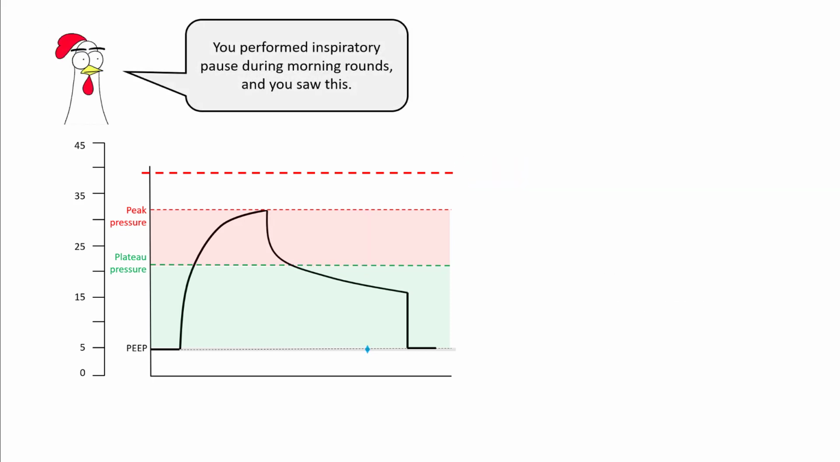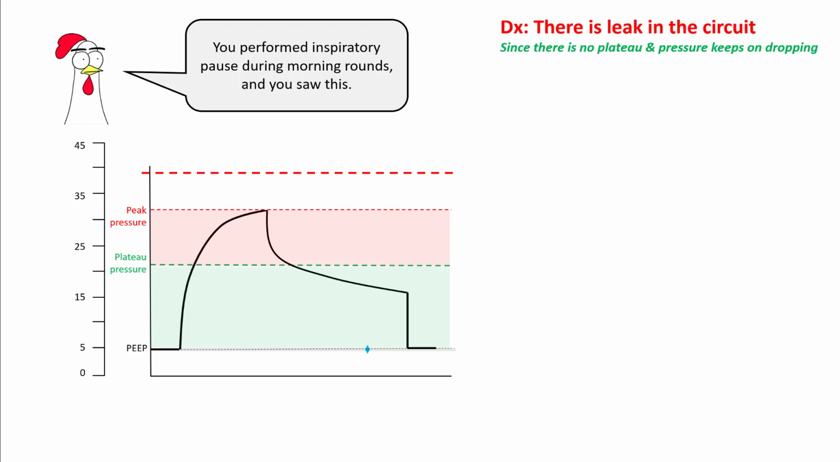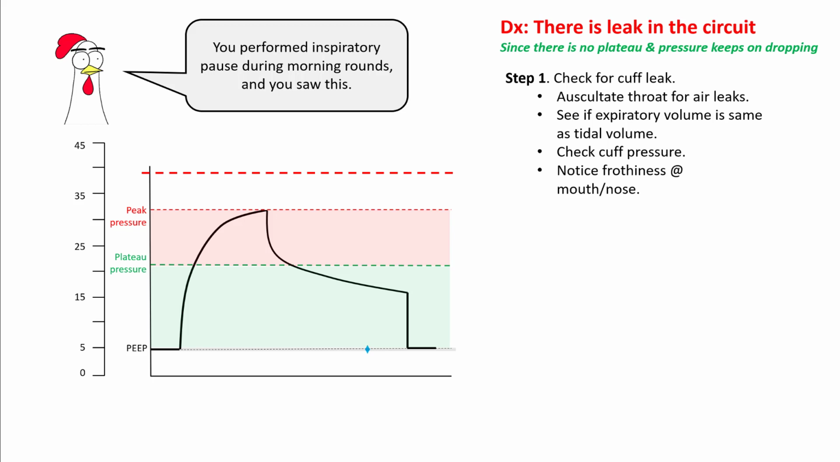You perform an inspiratory pause and you observe this. What you're seeing is there is no plateau that is happening even with prolonged inspiratory pause. So there must be a leak in the circuit. And whenever we think about leak in the circuit, the first thing we do is check for cuff leak, auscultate the throat for air leak.